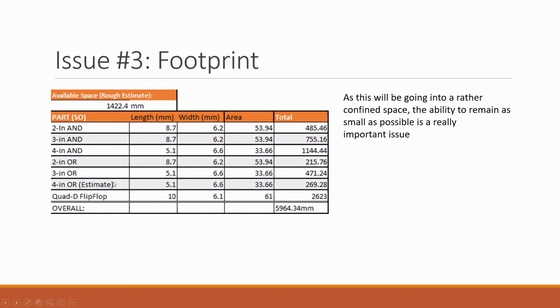The flip-flops are honestly going to take up the most, even if they're quad D flip-flops. Those are going to take up a total of like 2,600 of my total area. Altogether, that would be like 5,900 millimeters squared, which is way more space than would be available on my board.